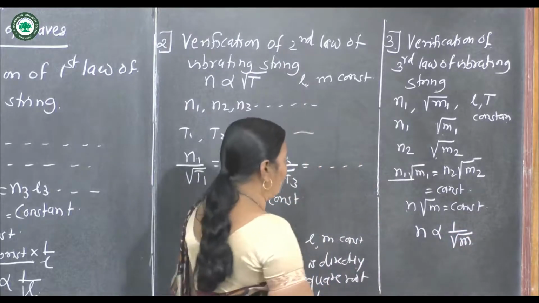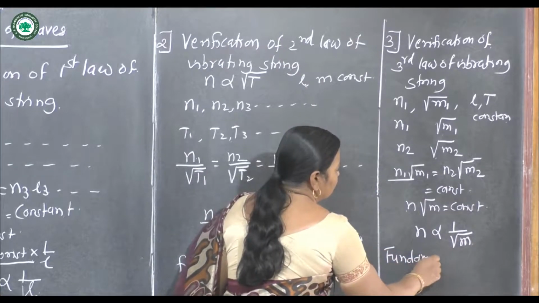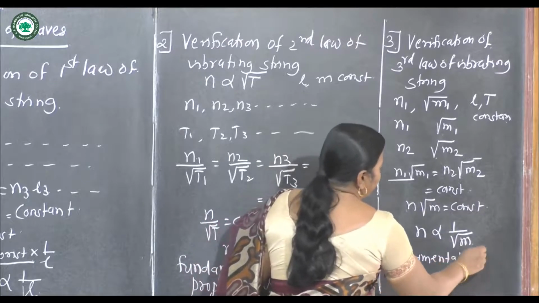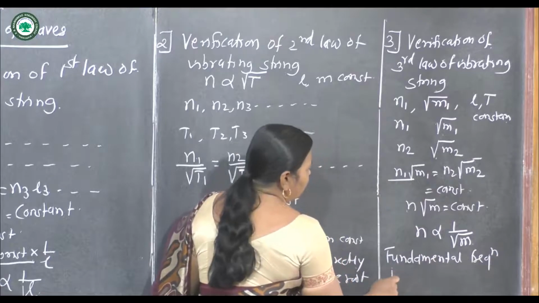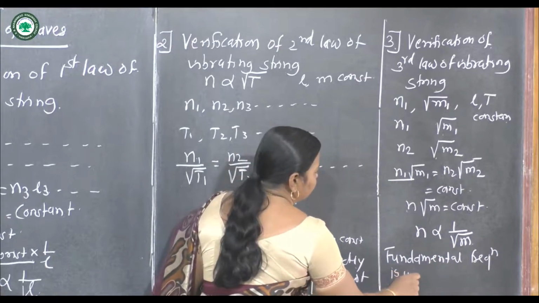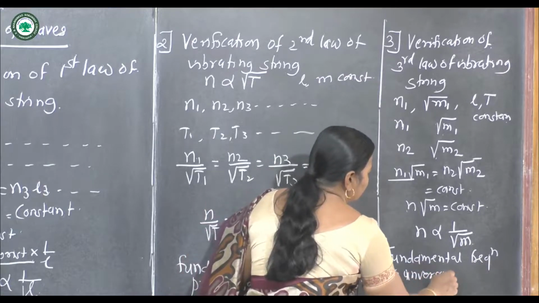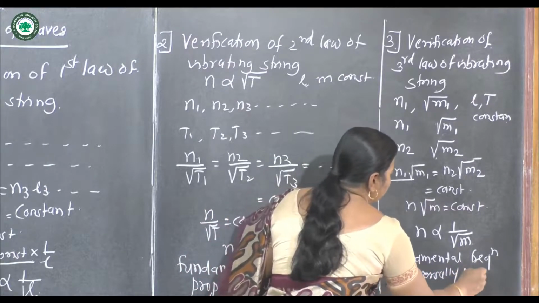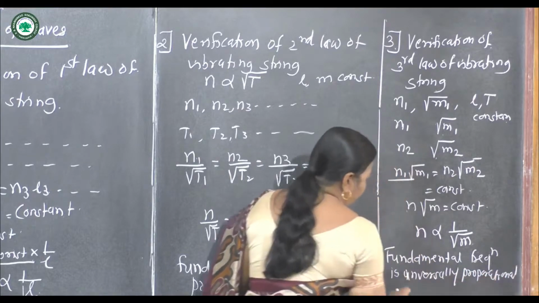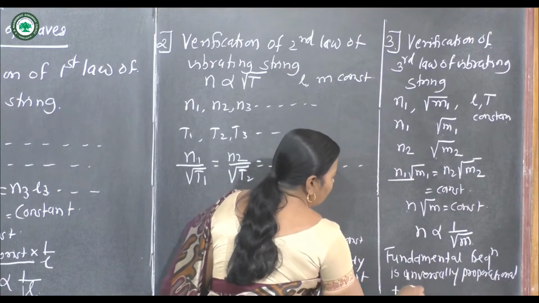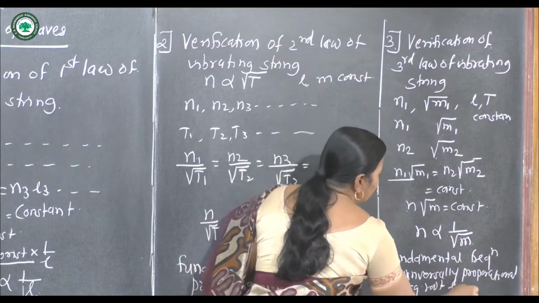Thus, we can say that fundamental frequency is inversely proportional to the square root of linear density.